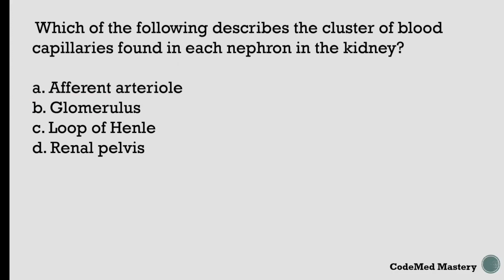Next question. Which of the following describes the cluster of blood capillaries found in each nephron in the kidney? Option A, efferent arteriole. Option B, glomerulus. Option C, loop of Henle. Option D, renal pelvis. So the right answer is option B, glomerulus. The glomerulus contains cluster of blood capillaries.